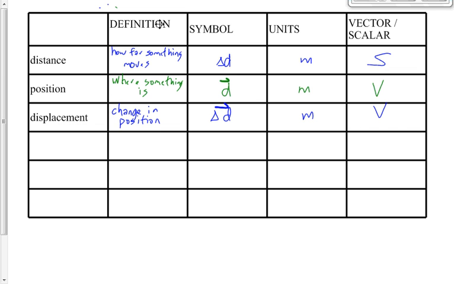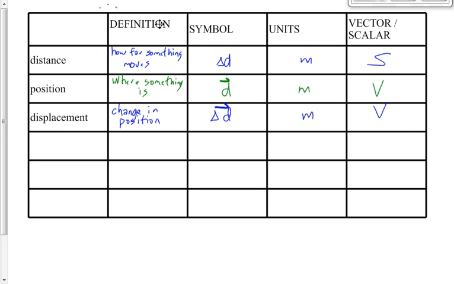What was my initial position back there at the wall? 0. What was my final position? 5 meters to the north, right? Because I walked to the north, 5 meters to the north. What's my change in position or my displacement there? 5 meters north, right? Easy so far?